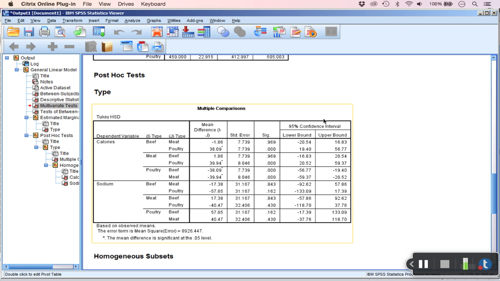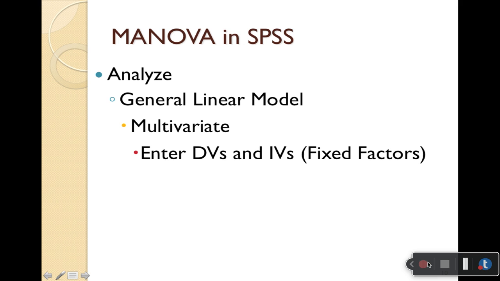So our take-home message would be, if you're going to eat hot dogs, the sodium will probably kill you either way. They're high for all of them. But if you're concerned about calories, the poultry hot dogs might be a better alternative to the beef or the mystery meat ones. We could have come to a similar conclusion by running two separate univariate ANOVAs, but we were able to kill two birds with one stone, and test both of those dependent variables at the same time while controlling for potential correlation between the two.